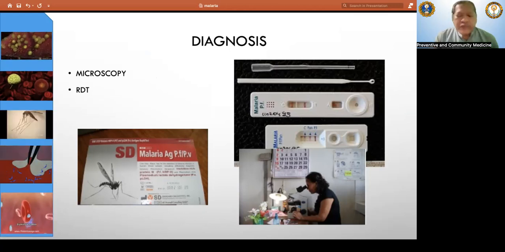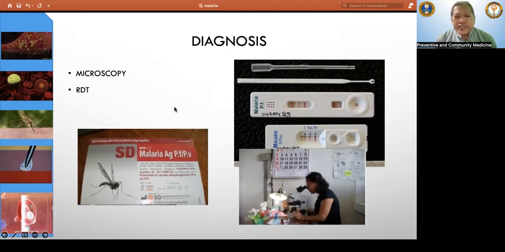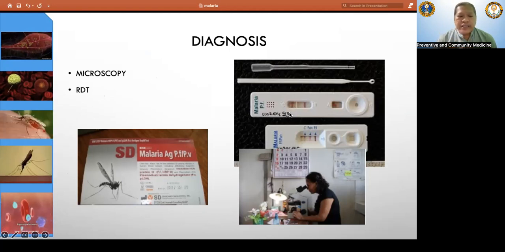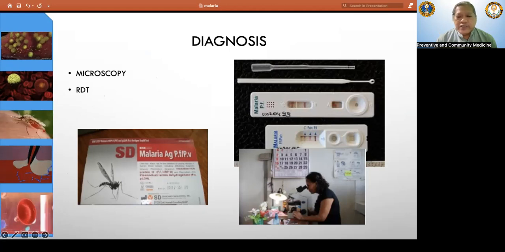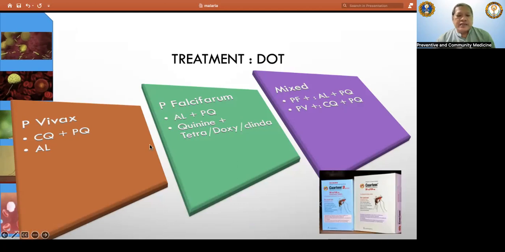Diagnosis. Before, we have yung microscopy. But when we had yung rapid diagnostic tool, mas mabilis na. So we can now easily diagnose and we can now easily treat malaria after yung rapid diagnostic test was introduced in the Philippines.